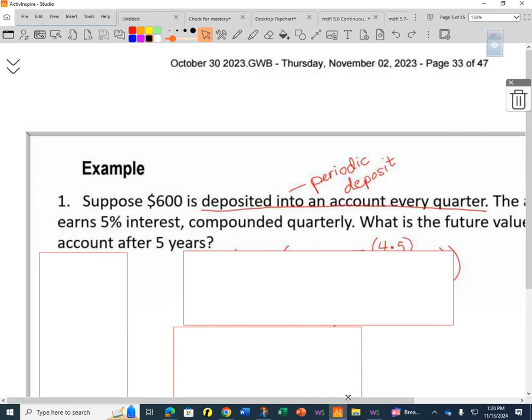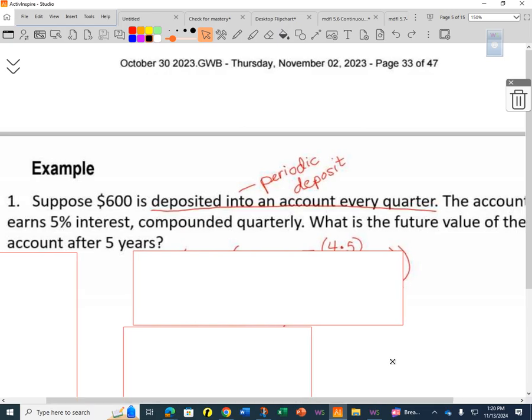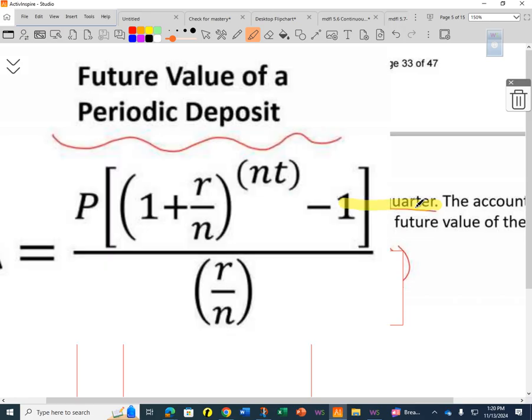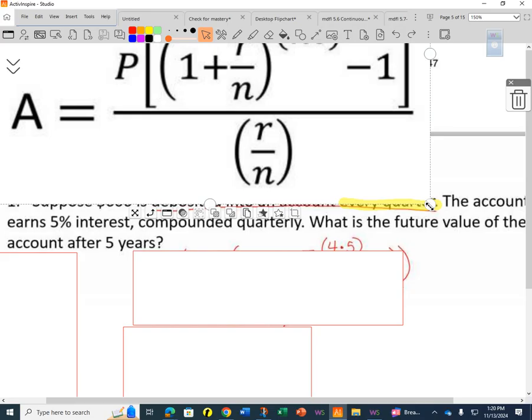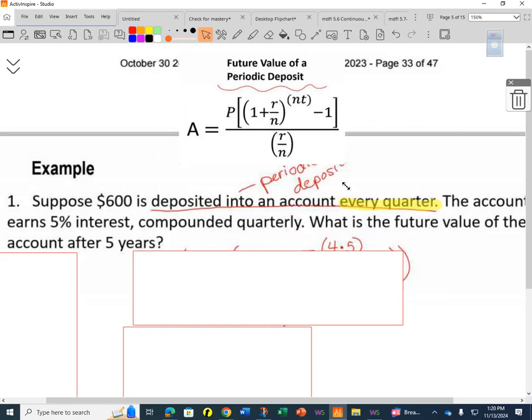Okay. So here we have our first example. Suppose $600 is deposited into an account every quarter. That is our hint that this is a periodic investment, and then we have to know to use the formula that we just talked about. And that's this formula, right? You don't have to write it on there if you don't want to. I'm going to put it up here so you can see it. There you go.